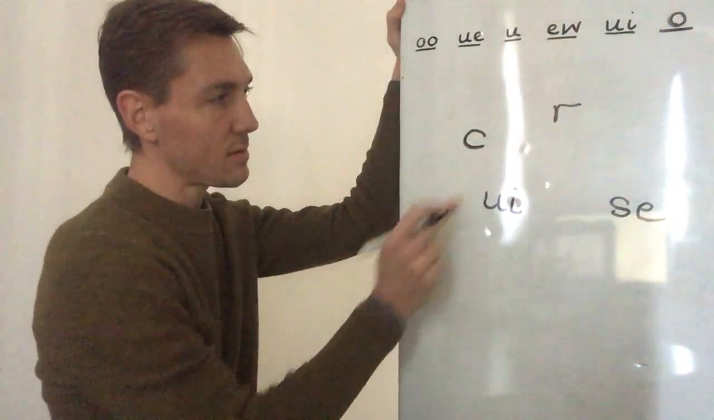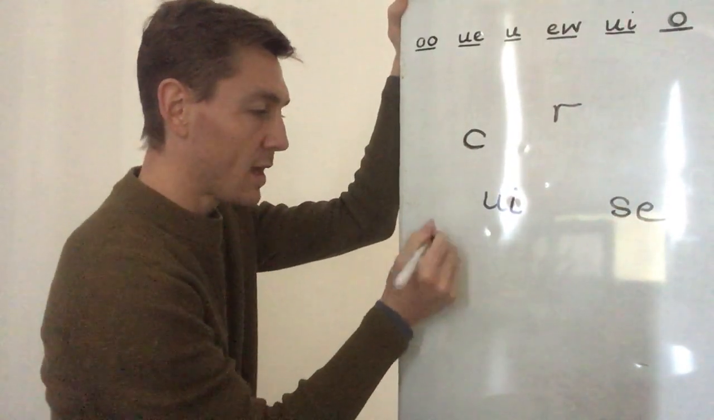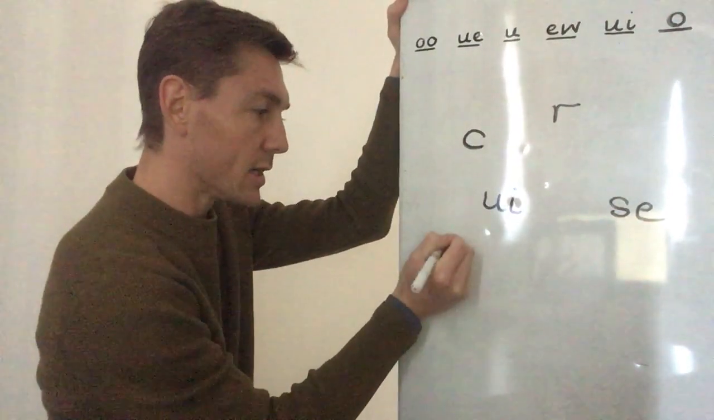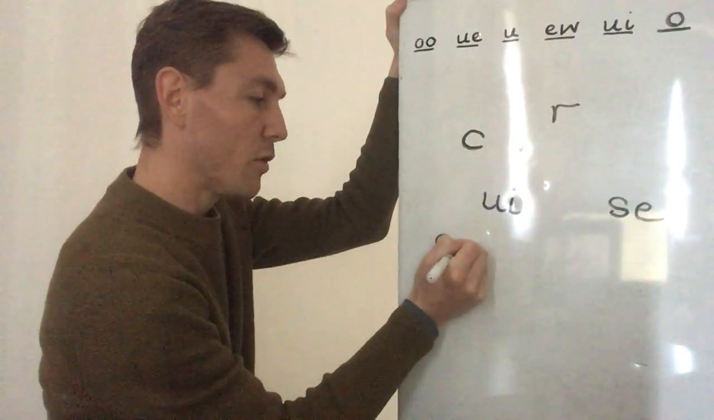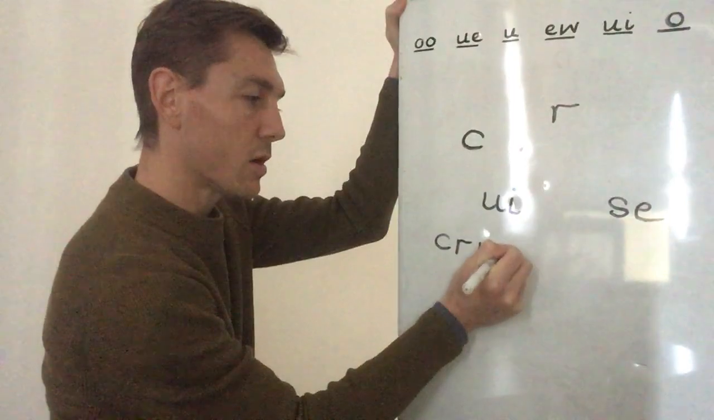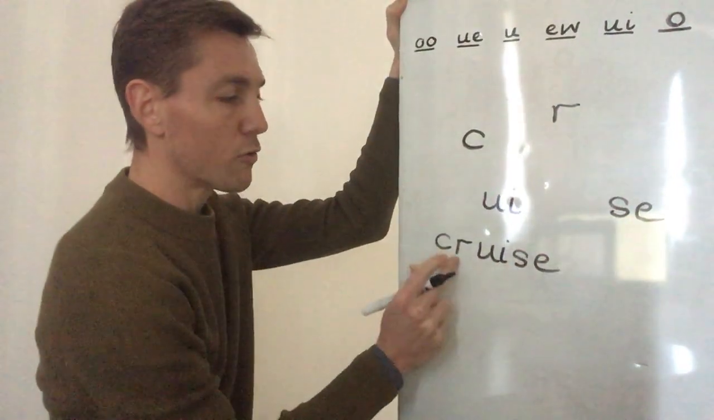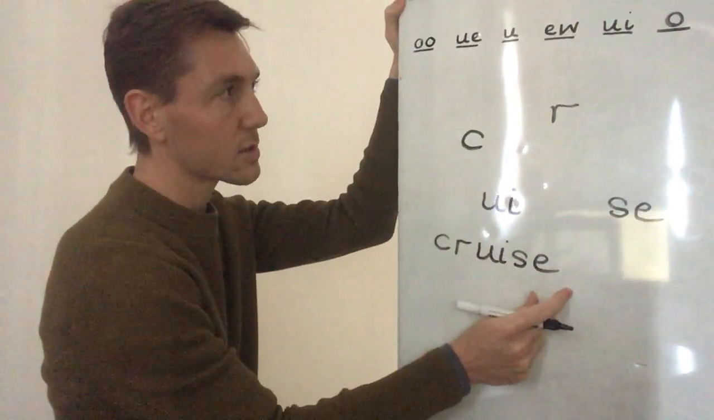So we say the sounds and we build the word cruise, making sure that we're saying them as we write them and saying the sounds as we read them, like I do. So k, u, z. Cruise, cruise.